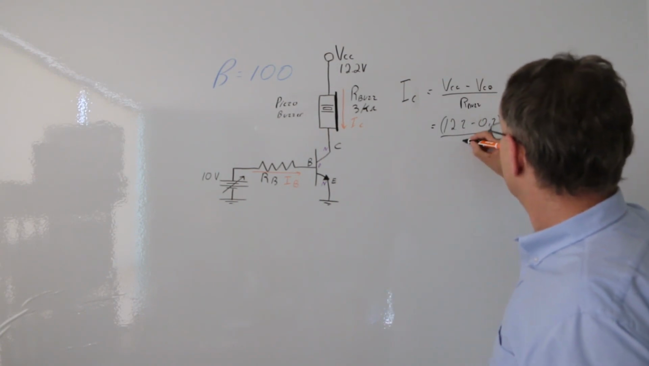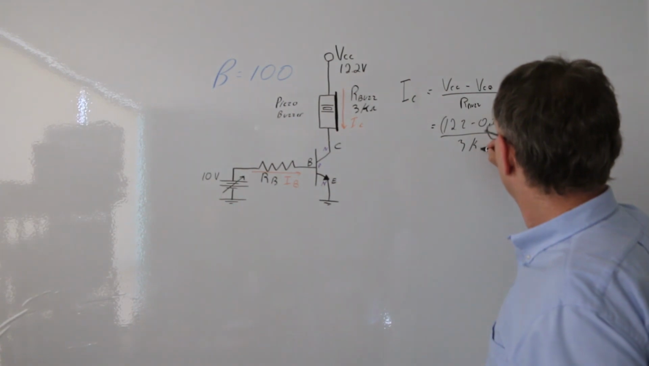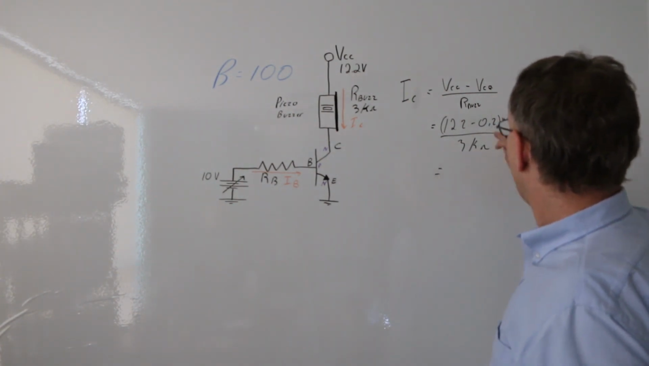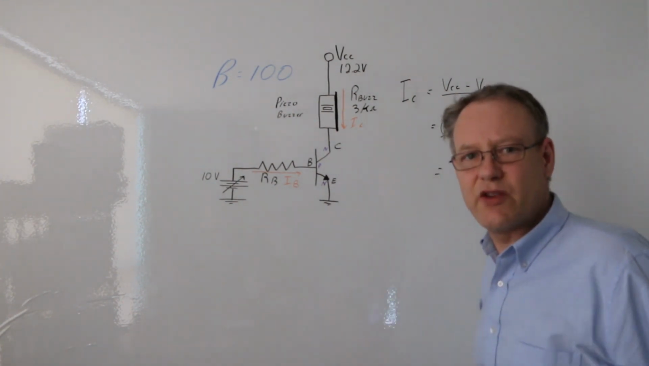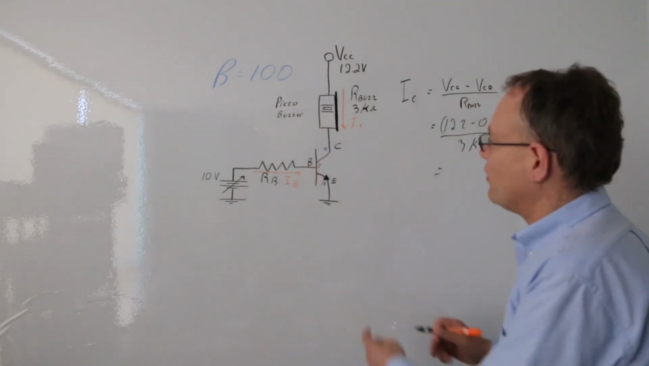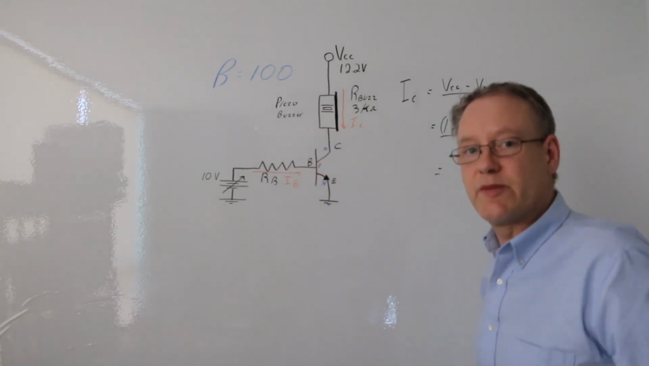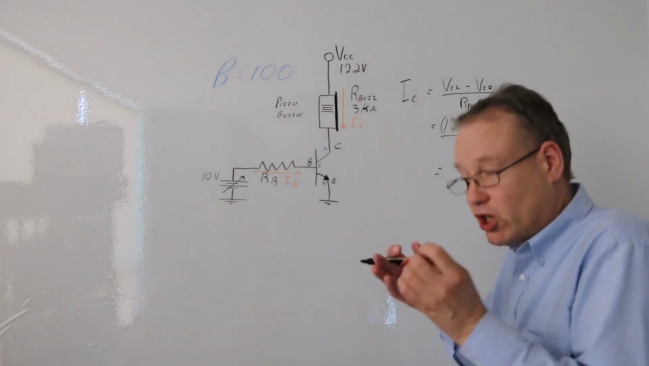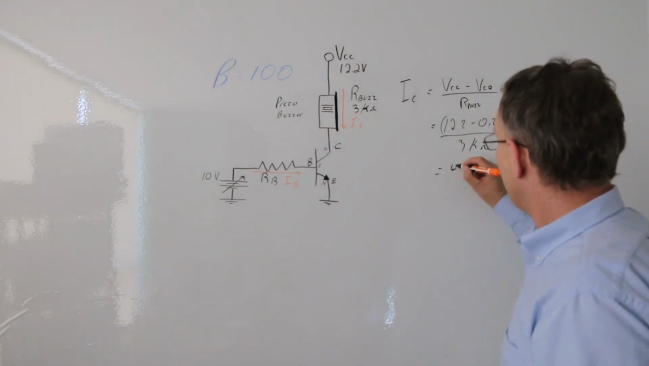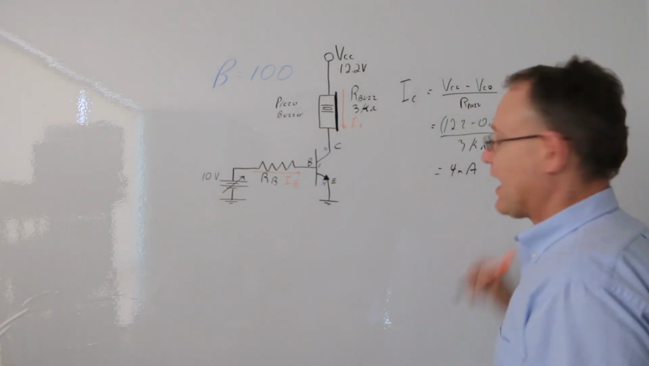Now, I'm going to put this value down here, 3 kilo ohms. Now, why am I doing 0.2? Well, because it's saturated. When this thing is fully closed, we know the voltage drop across there is 0.2. So that's what I'm putting in there because I'm starting with saturation. Okay, good. So here I've got 4 milliamps.